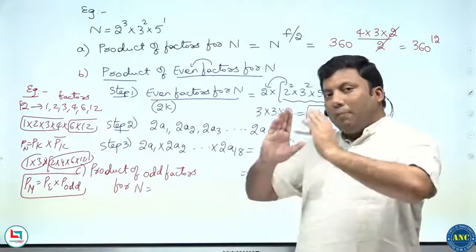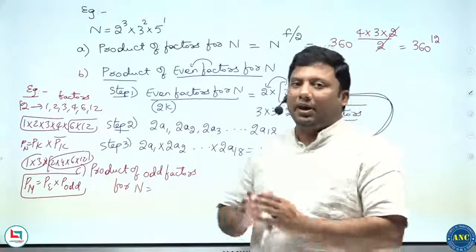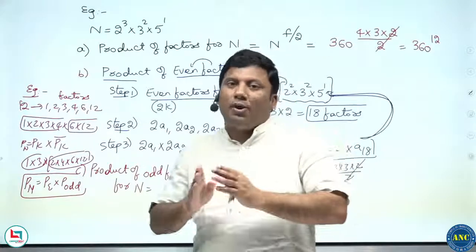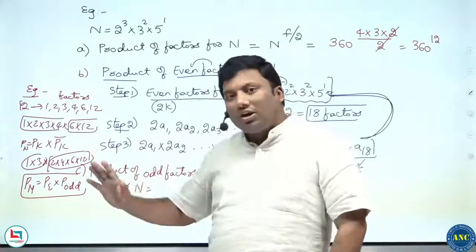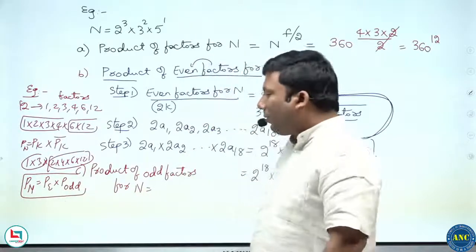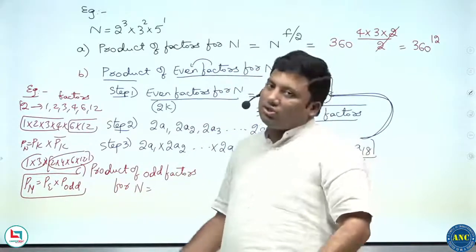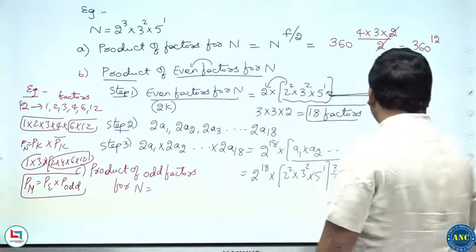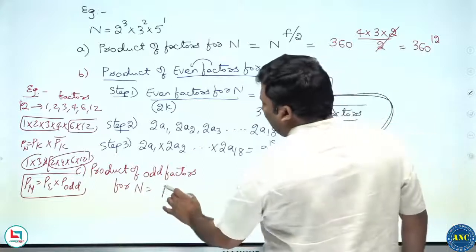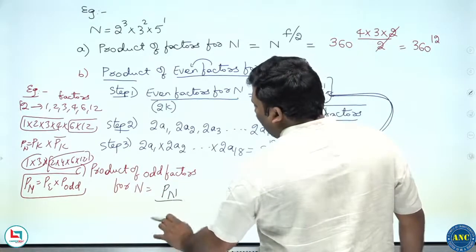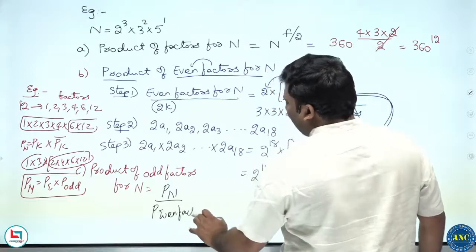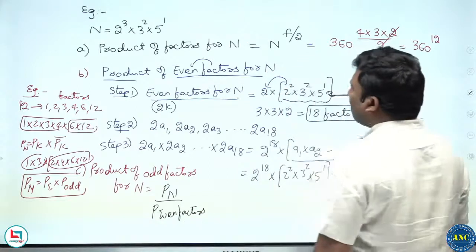Please make a note. Product of the factors is given by product of the factors which are multiples of k into product of the factors which are not multiples of k. Product of factors is also given by product of even factors into product of odd factors. So, product of odd factors we require, it is nothing but Pn by product of even factors. I hope the idea is clear.